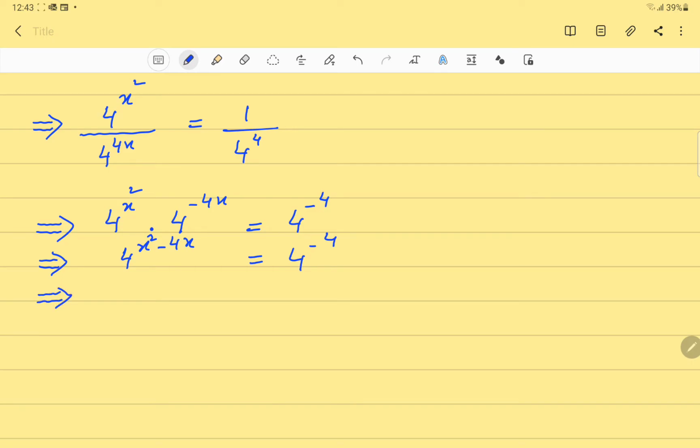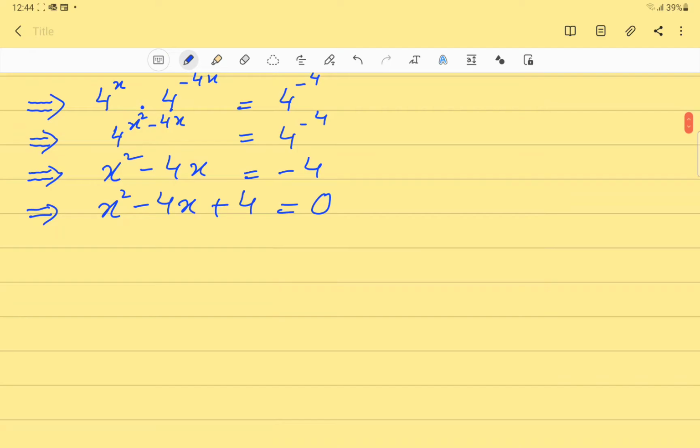Now since bases are equal, so power should also be equal, so we can write x squared minus 4x is equal to minus 4. We will bring all the terms on one side of the equation, so the equation will become x squared minus 4x plus 4 is equal to 0. This is a quadratic equation and we can solve it with the help of the quadratic formula.